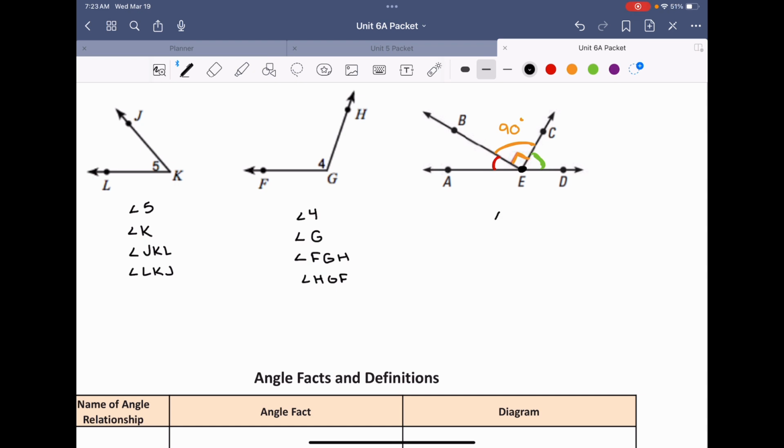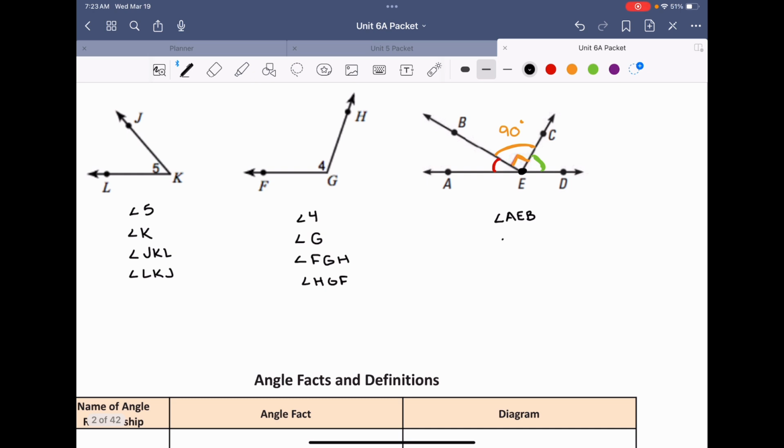So I would have to say angle A, E, B, angle B, E, C. And what I'm doing here is I am just tracing the angle and stating the points that I hit. And the last one, angle C, E, D. And you could write all of these the opposite way. So you could say angle B, E, A, angle C, E, B, or angle D, E, C. So either of those would be correct for the 3 angles.